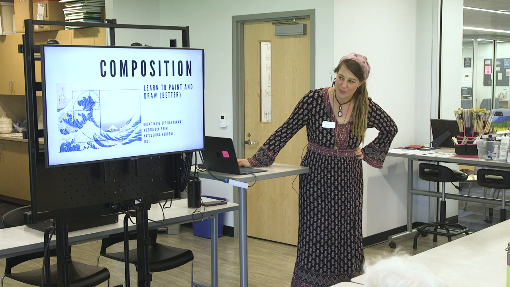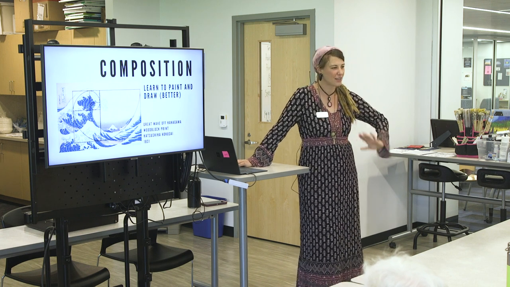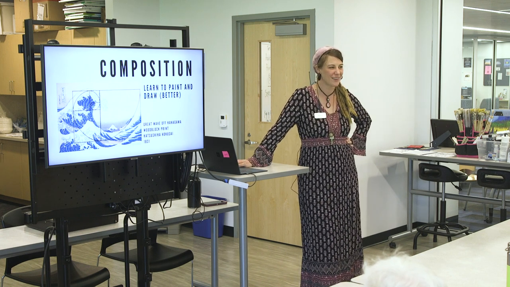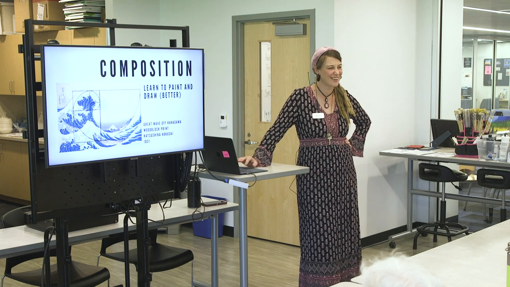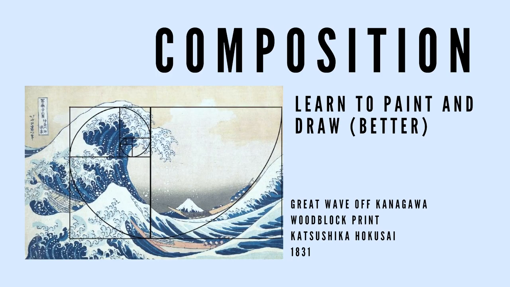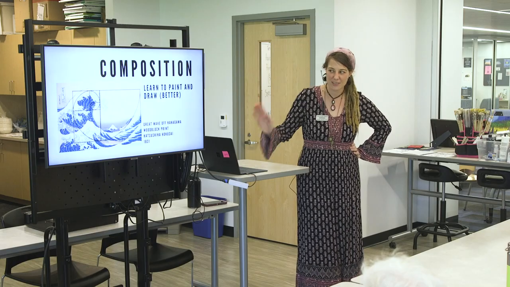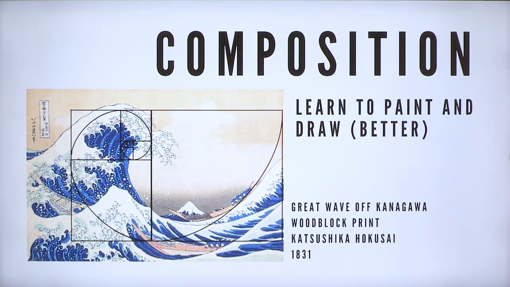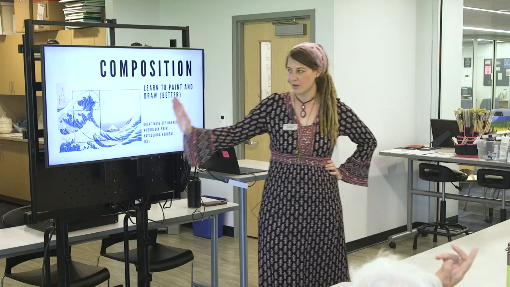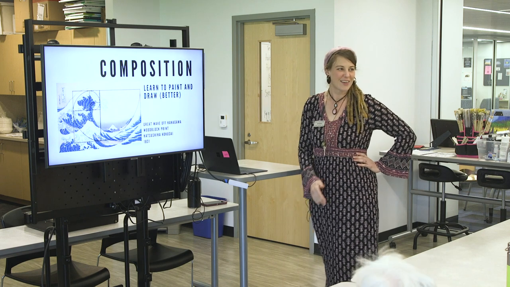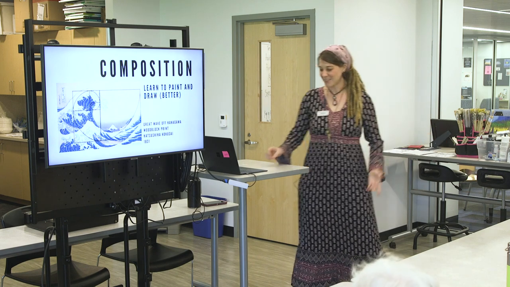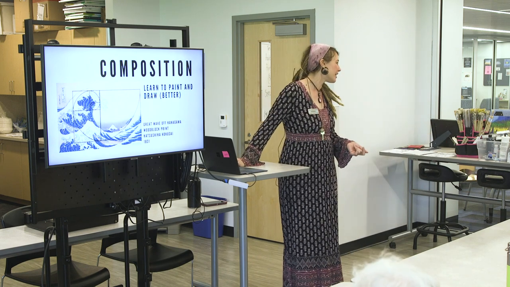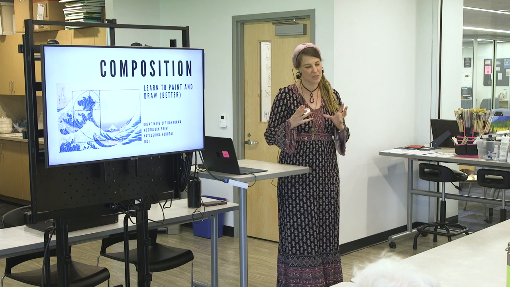This is one of the... have you guys seen this painting before? It's pretty well known. It's pretty cool how it lines up with the golden spiral. Has anybody here not heard of the golden spiral or the golden ratio? Fibonacci, right? It's essentially the Fibonacci sequence in a visual representation.